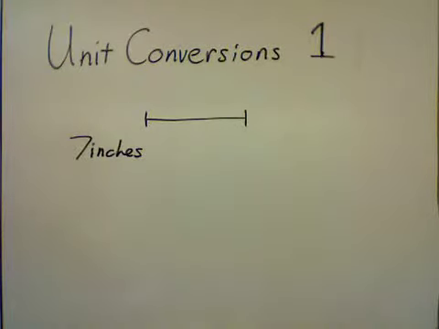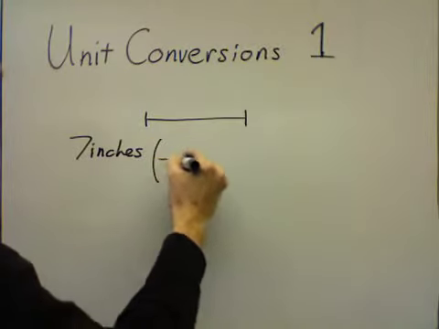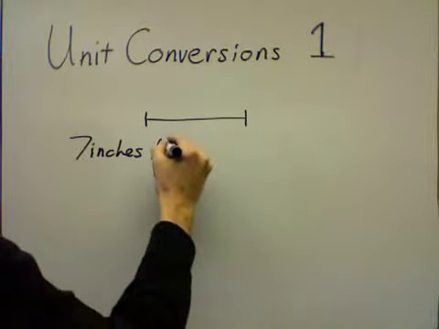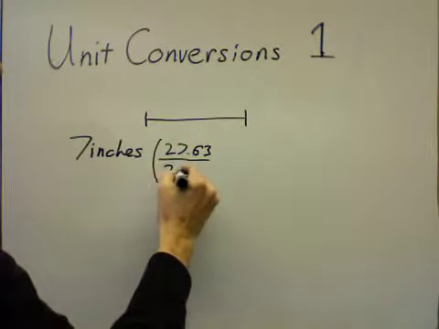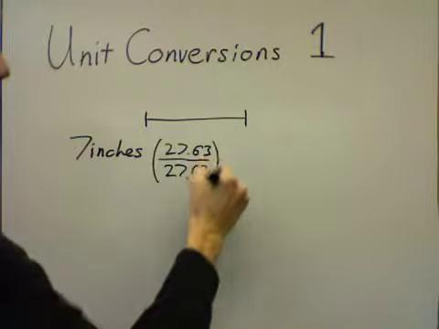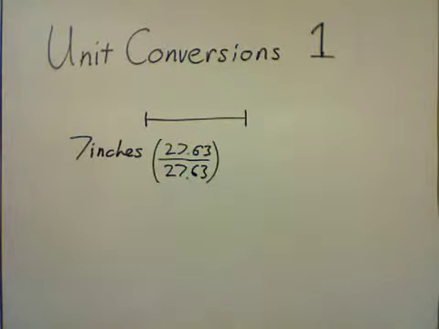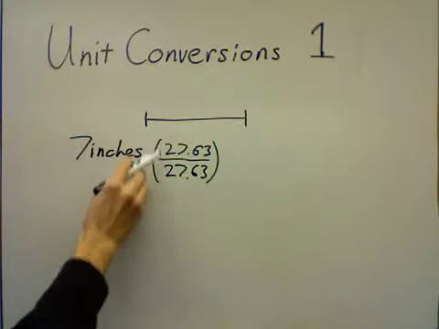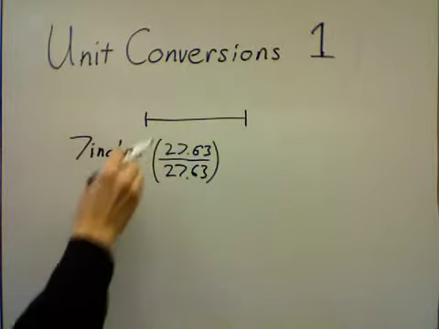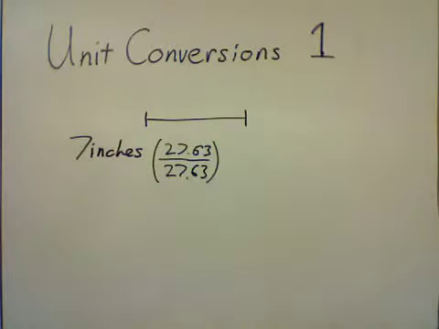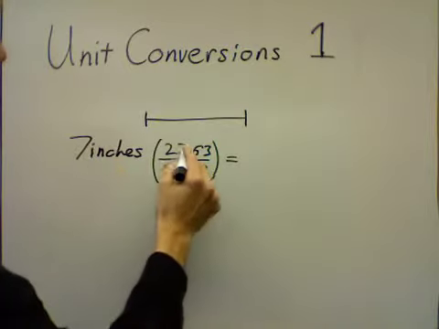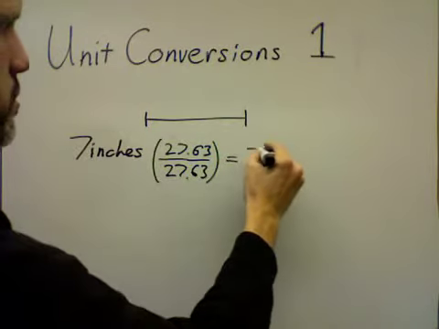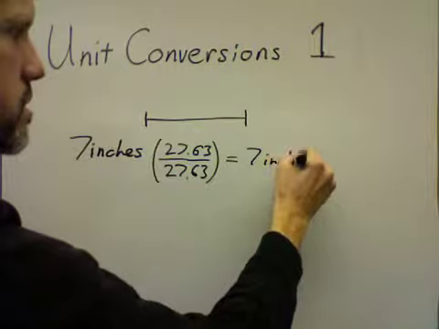Well, I'm going to use that fact. Let me give you another example of multiplying by the number 1. Suppose I multiplied by 27.63 divided by 27.63. Now, what is this ratio equal to? Well, you know that if the numerator and the denominator, the top and the bottom of a ratio, are equal, that means that the ratio must be equal to 1. So this is another way of writing the number 1. 7 inches times this ratio is still 7 inches.